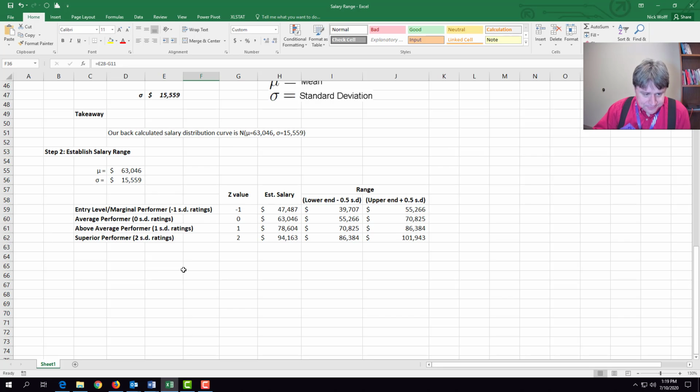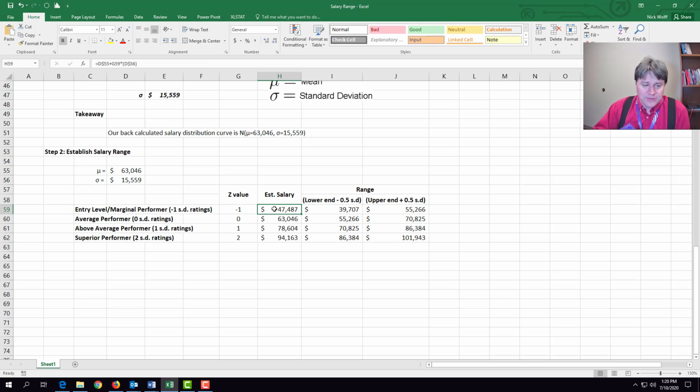So here we are. We have 4 categories here. We have an entry level or a marginal performer who has a standard deviation about 1 standard deviation below what the average value would be. The average performer will be at standard deviation of 0. An above average performer is one that has a 1 standard deviation higher level of ratings than the average individual, and a superior performer would have 2 standard deviations of performance greater than that of the average. So these are the z-scores for those various levels, -1, 0, 1, and 2.